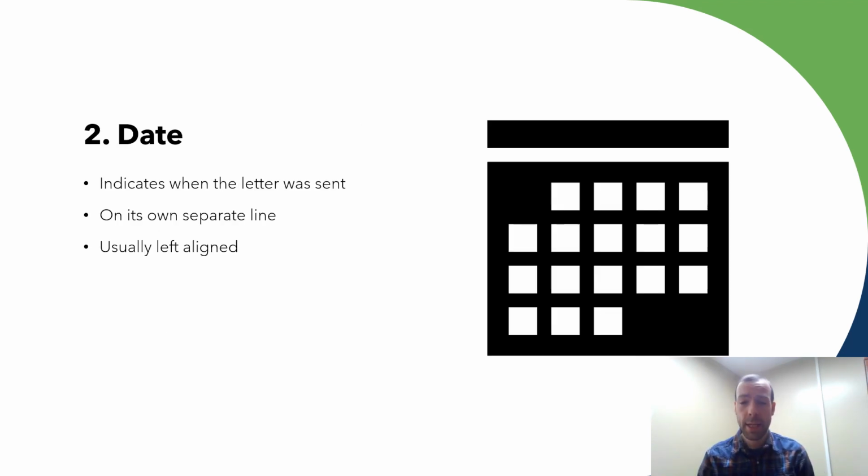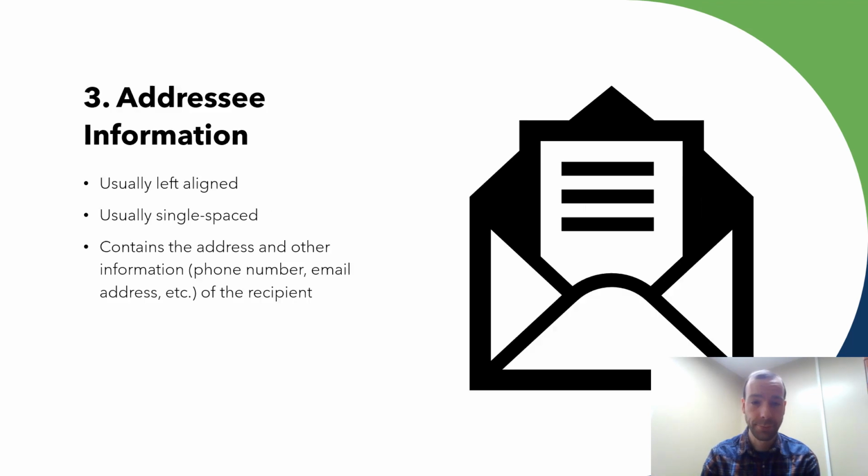The second thing that we want to see in a letter, a little bit further down the page, is the date. The date is very important. It indicates when the letter was sent. The date is always on its own separate line, and it's usually left aligned towards the left side of the page. This is going to be in any letter, regardless of whether it's formal or informal.